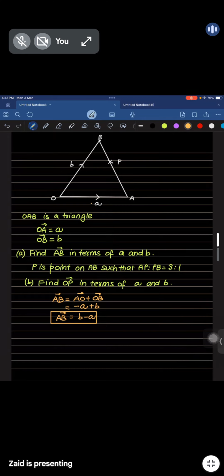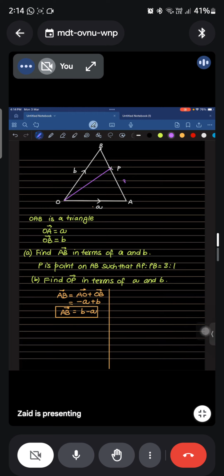First thing, okay? Now the next part is for more marks, so you have to work on it and be with me. The next part says you have to find the value of OP in terms of A and B. So first of all, join OP and see what we are getting. The next thing they have given us is the ratio: AP is to BP, 3 is to 1. This ratio is very important. AP is 3 upon 4 of the whole length AB, or I can say 3 upon 4 of B minus A.